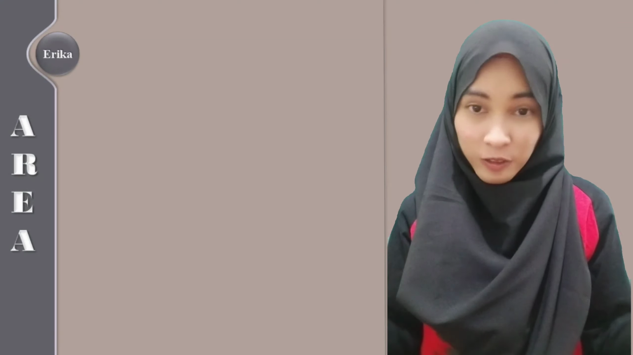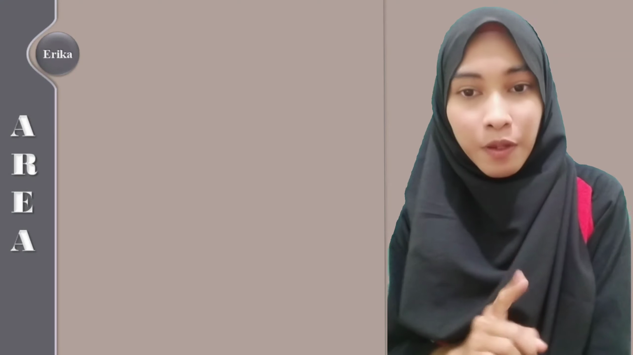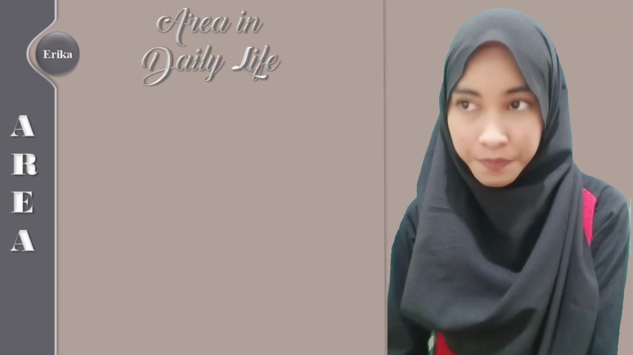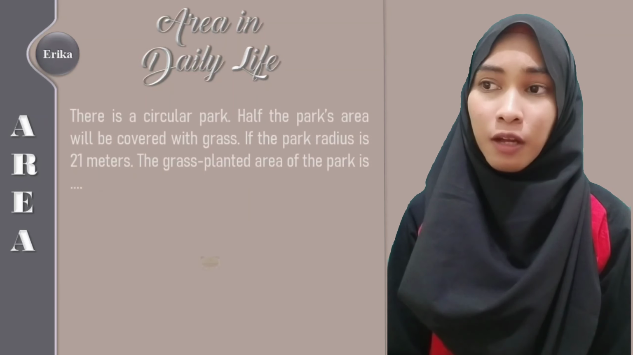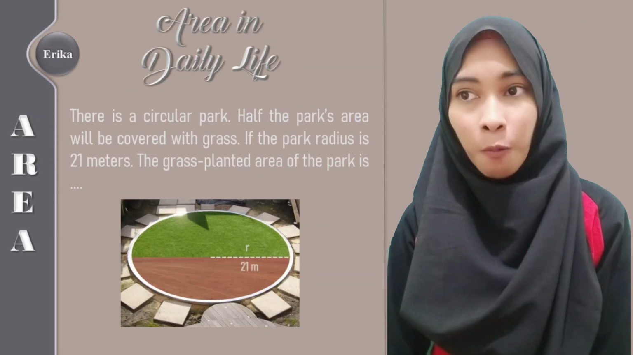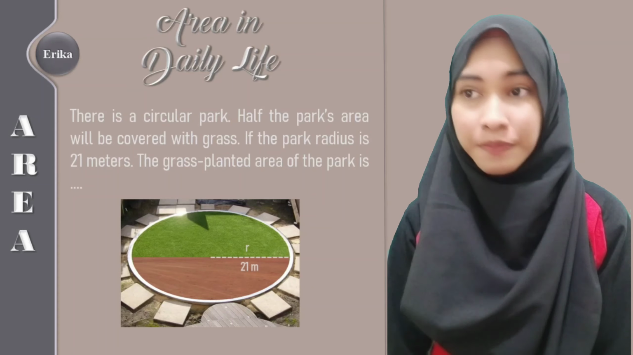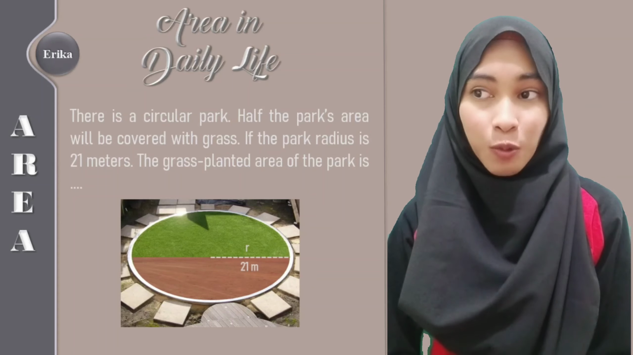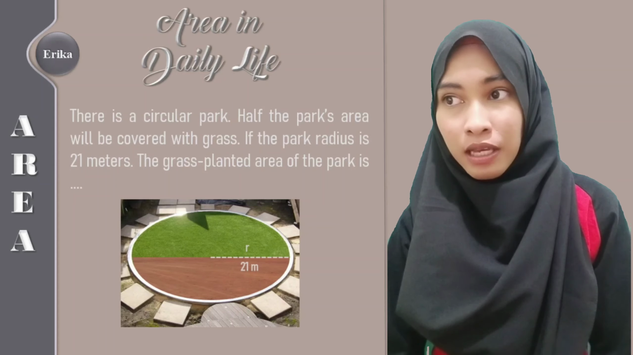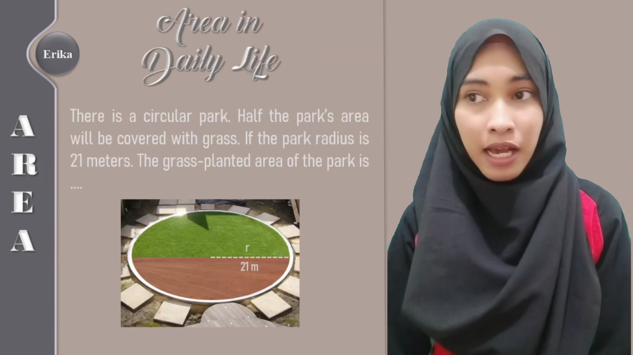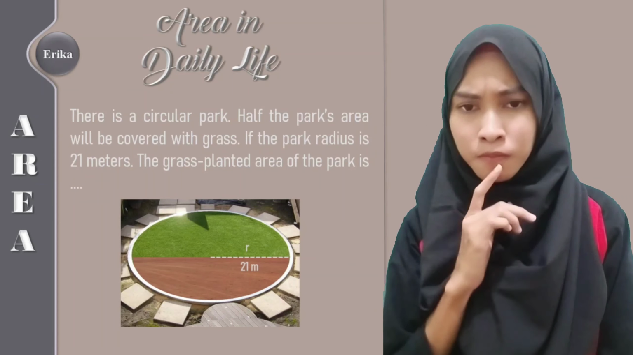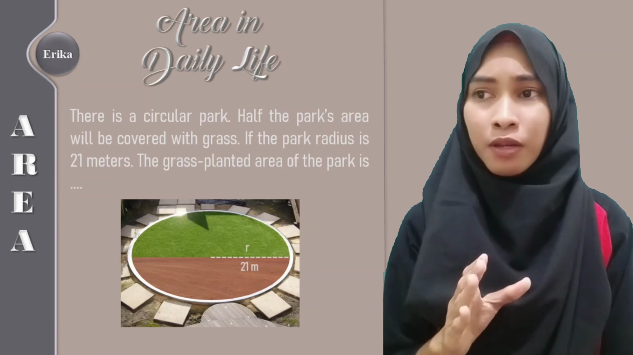Problem number 1 is complete. Now, we're going to problem number 2. There is a circular park. The park area will be covered with grass. If the park radius is 21 meters, the grass plant area of the park is... It asks about the area.